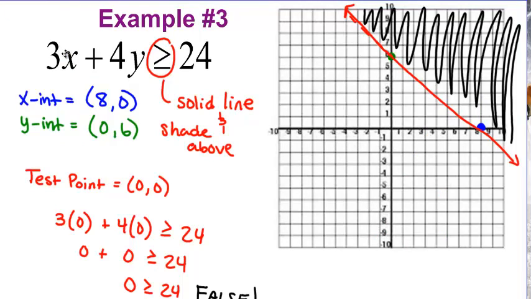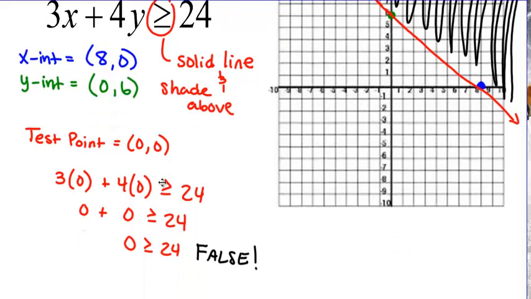Example 3 is an example in standard form. Here we're looking to find our intercepts. If we look for our x-intercept, we know it's 8 because 3 times 8 makes 24, and 4 times 6 makes 24, so our y-intercept is (0, 6). So we graph those 2 points, over 8 up 0, and over 0 up 6. We know it's going to be a solid line because it is greater than or equal to, and it also tells us that we're going to shade above the line.